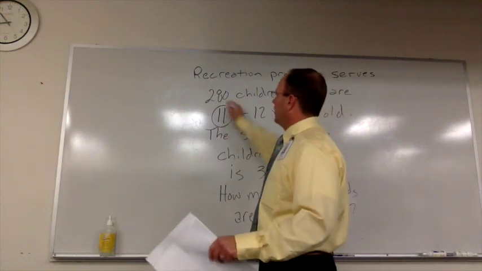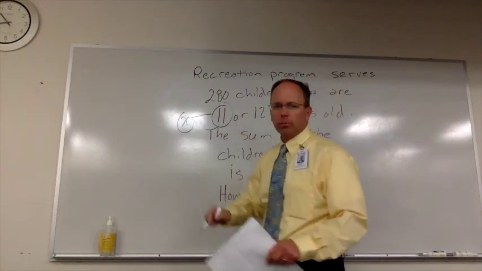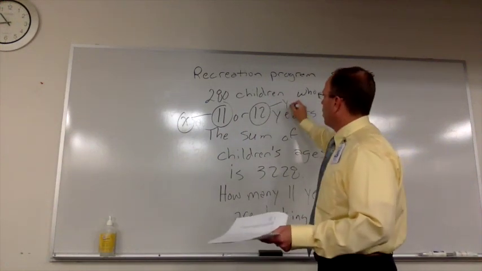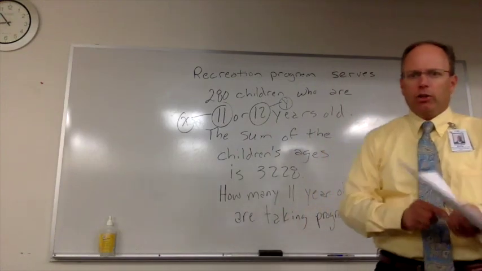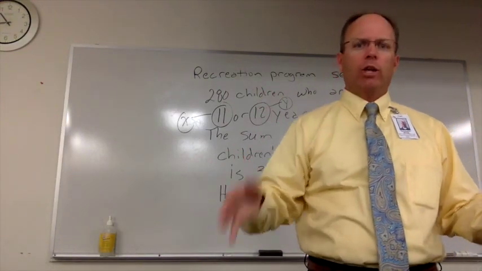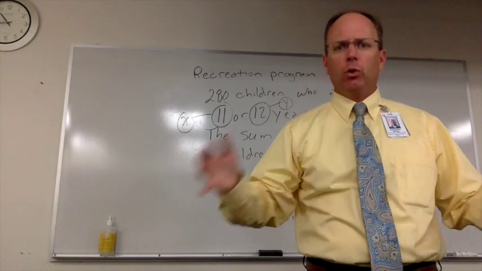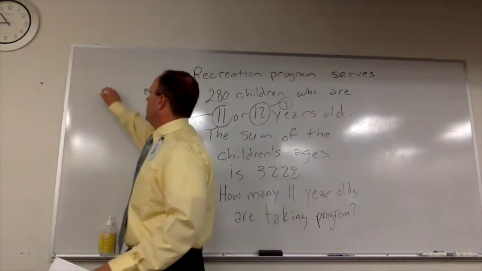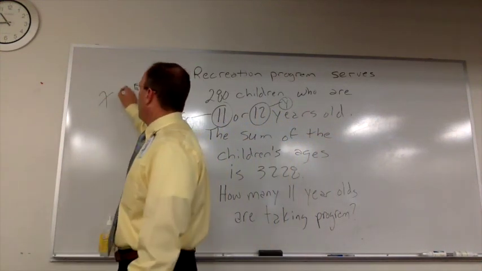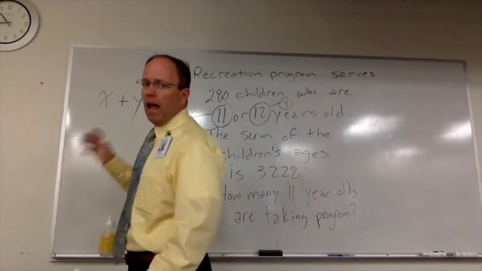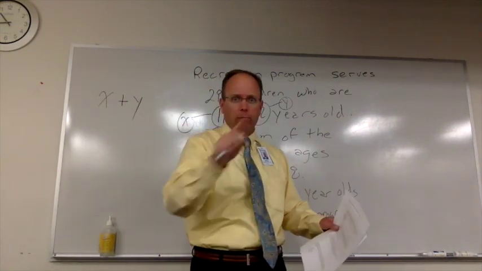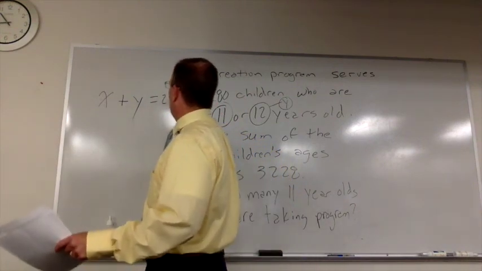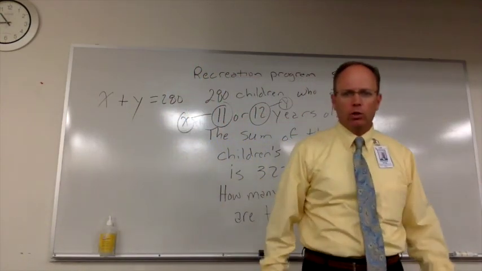Let's call the 11-year-olds X, or some variable. We'll call the 12-year-olds another variable that's different, we'll call them Y. Think about this: if I take all of the 11-year-olds and all of the 12-year-olds, how many kids do we have all together? That would be the 280. So X plus Y is 280 total students.